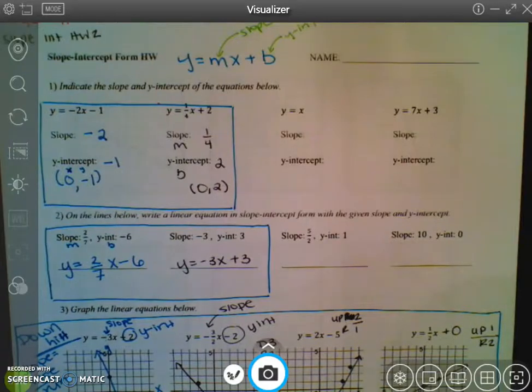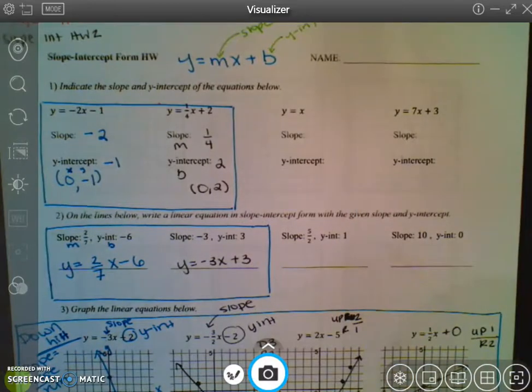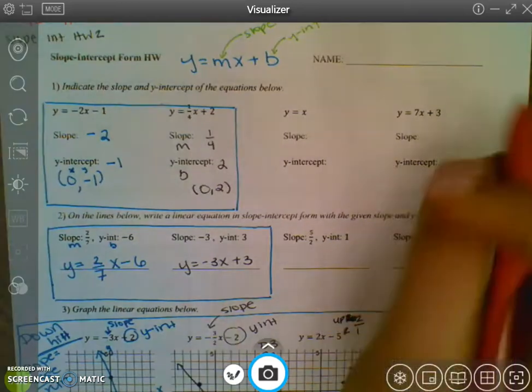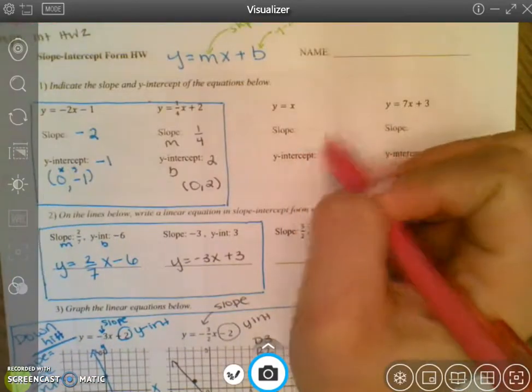Hey guys, these are the answers to last night's homework. So you had to finish the first page. You had 2 on the top, 2 in the middle, and 4 on the bottom. This one had a lot of secret stuff.